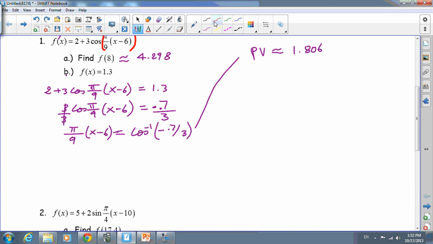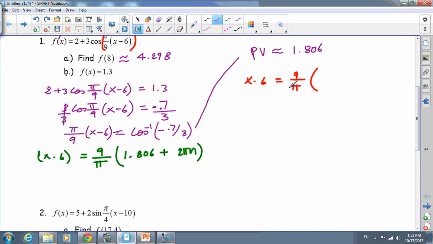So the first solution would be, I will do that in red, x minus 6 is equal to 9 over pi. Remember, multiplying by 9 and dividing by pi. And inside the parentheses, I will have the principal value, meaning 1.806 plus 2 pi n. The second one, on the other hand, will be x minus 6 is equal to 9 over pi. Instead of having 1.806, I will have negative 1.806 plus again 2 pi n.